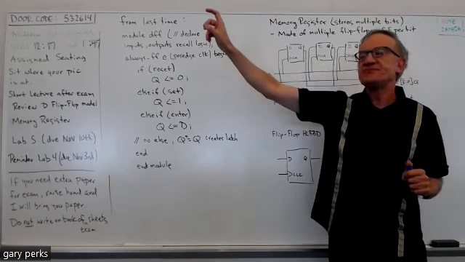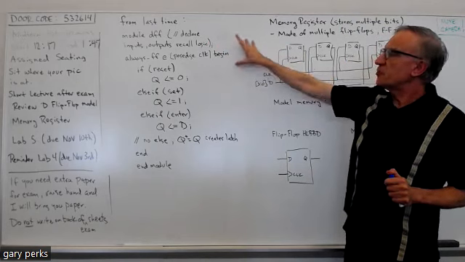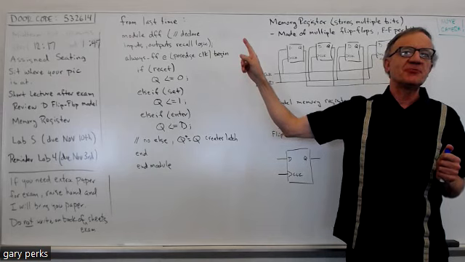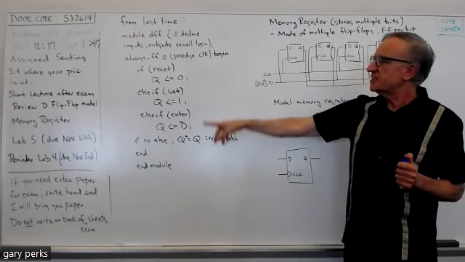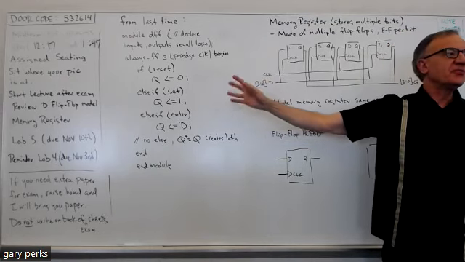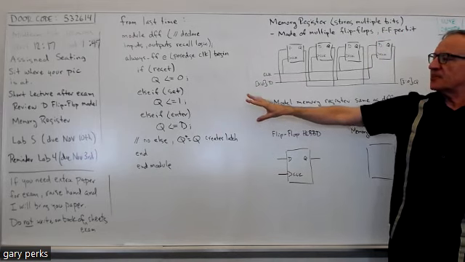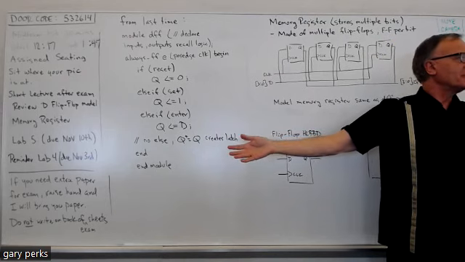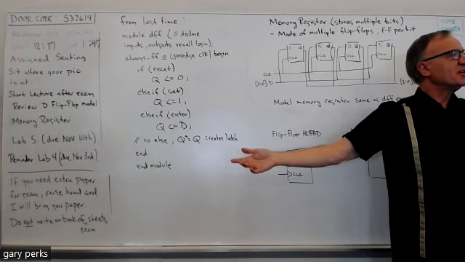From last time, I had this up on the board. And if you didn't get a picture of this last time, I would recommend that you take a picture of it before you leave today. Because this is the SystemVerilog code that I'm giving you that models a D flip-flop. Okay, remember we talked about a D flip-flop last time?